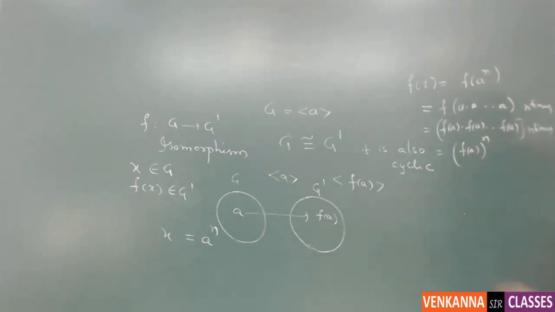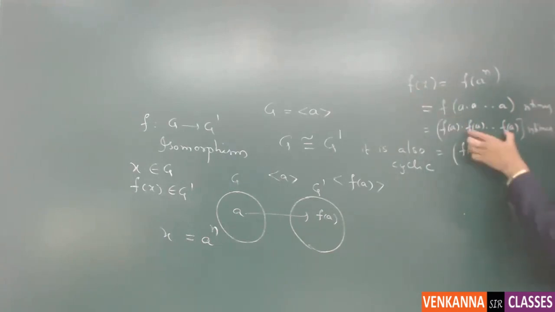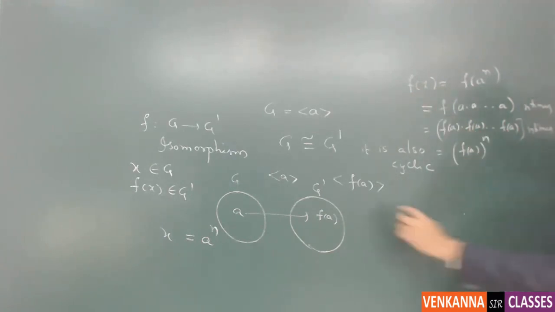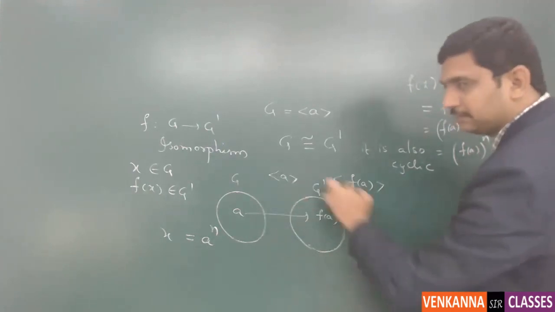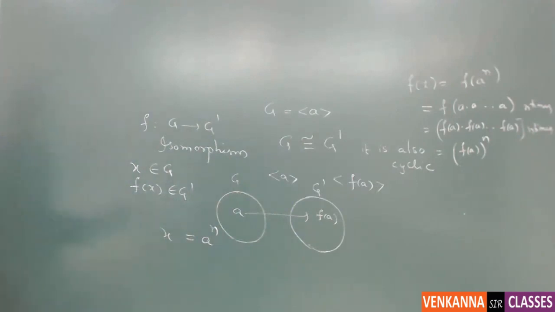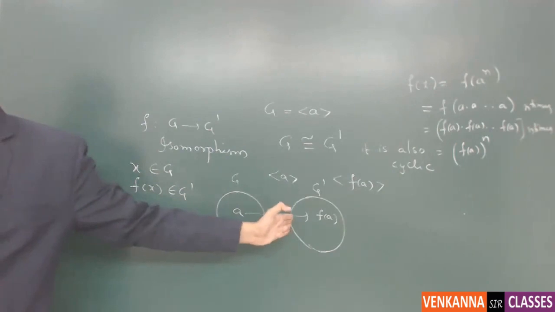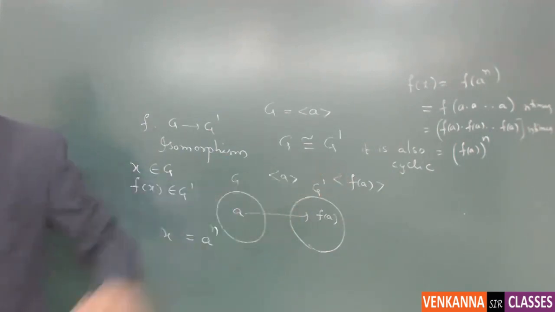So here you can observe that if you take the value f of x, it is nothing but a power of f of A. So whatever image you take, it is nothing but f of A power something. So f of A is the generator of the group G dash. Clear? So if A is the generator on the left hand side, the corresponding image is the generator on the right hand side. That we need to understand. You just take a note of it.